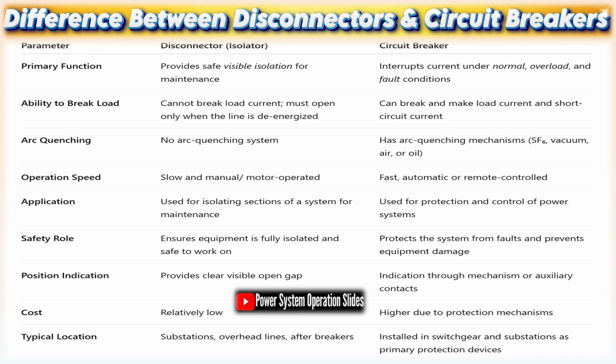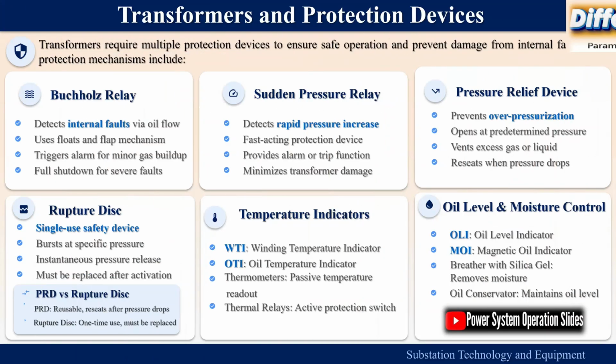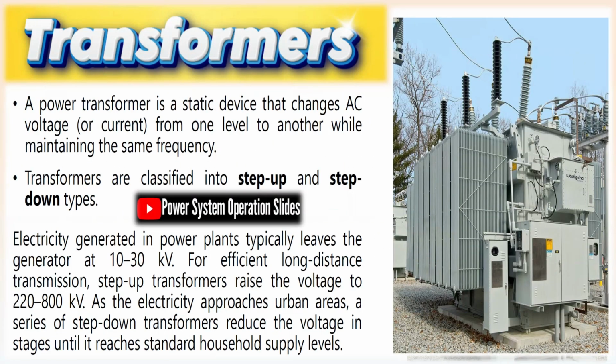Transformers. Transformers change AC voltage levels through electromagnetic induction while maintaining frequency. They are categorized as step-up and step-down based on voltage conversion direction. Transmission and distribution rely on staged voltage reduction from hundreds of kV to consumer levels.